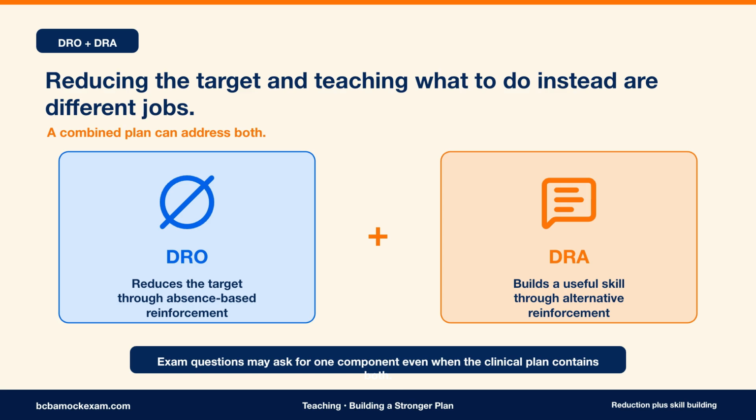DRO may reinforce periods without the target, while DRA strengthens a communication or coping response. When a question describes both, follow the final sentence. Identify the exact component being tested instead of assigning one label to the entire package.